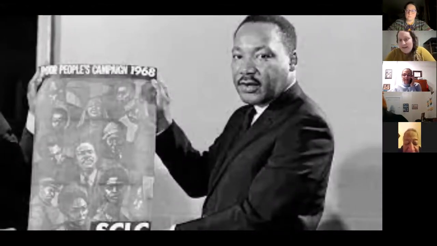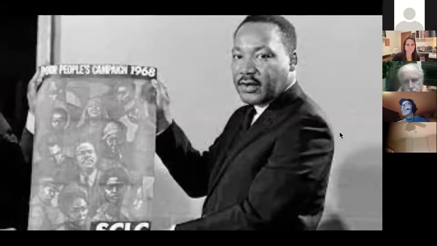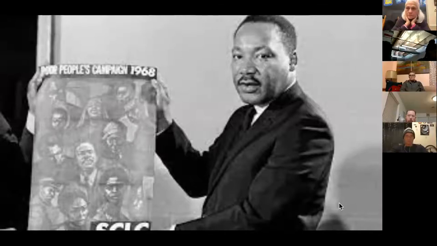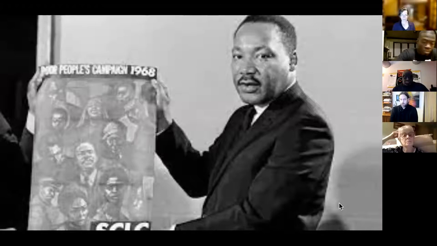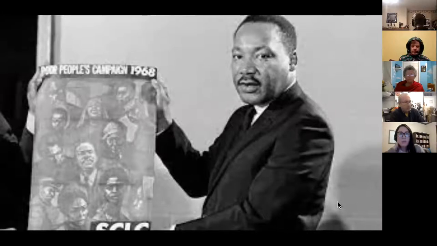And I wanted to start us off with a little bit of framing with this picture of Martin Luther King Jr. As we know, this holiday celebrates his birthday. And we want to ground ourselves in the work that he started many decades ago and take note also, though, of the historic moment that we're in. So you can see he's holding this Poor People's Campaign 1968 poster. That's the year that he was assassinated.